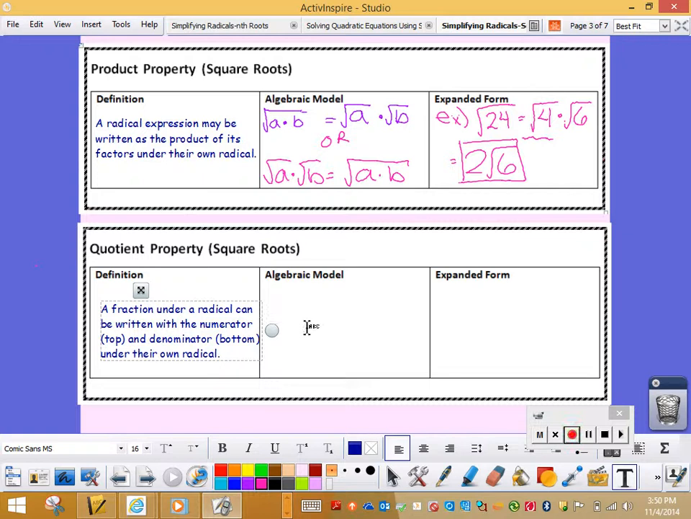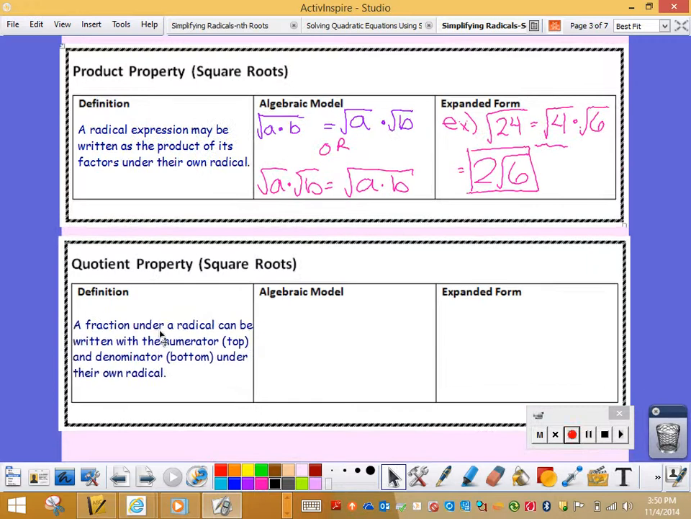Okay. So I know you can't type, so I'll give you a second here to write down what I just wrote. A fraction under a radical can be written with the numerator, or the top, and the denominator, or the bottom, under their own radical. You can go ahead and pause this clip if I'm going too fast.